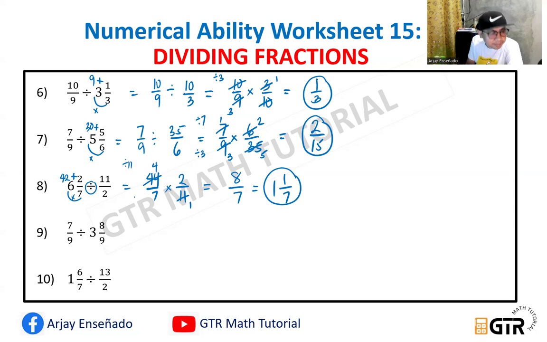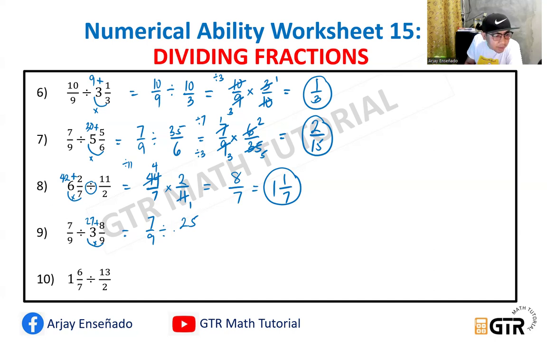Okay, so next number. So nandito ulit yung mixed number natin. So i-change muna natin ito. Kopyahin muna yung 7/9 and then yung division sign. Change muna natin ito sa improper fraction. So 9 times 3, we have 27. And then add the numerator, 27 plus 8. So that is equal to 25.